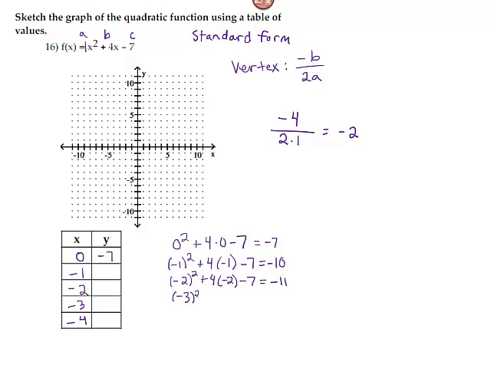Put in negative 3. So that's 9 minus 12 is negative 3. Negative 3 minus 7 is negative 10. I have been putting these in my table of values. And negative 4.